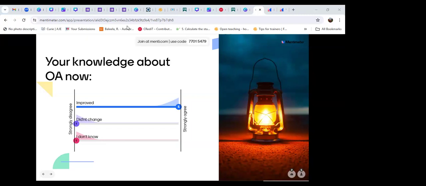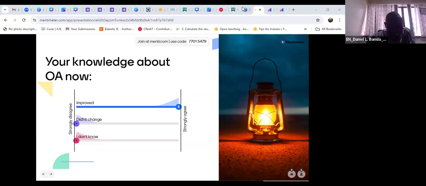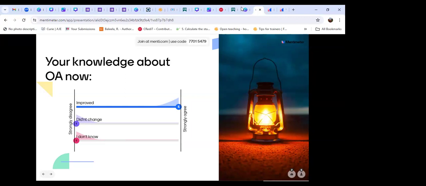If all of us could go and answer the last Menti question about what you think about your knowledge right now regarding open access: has it improved, didn't change, or you don't know? Can you resend the link, please? Okay, sure.